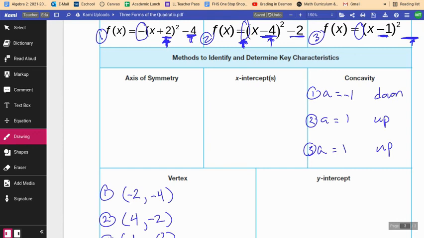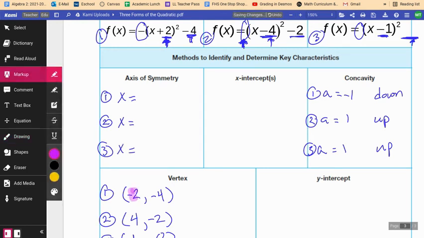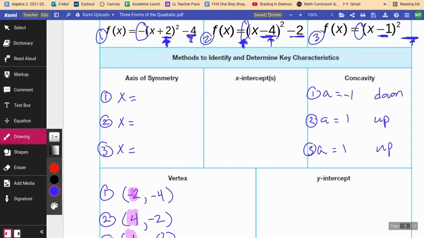And then the last key characteristic out of vertex form is, obviously, if I know the vertex, then we talked about this last class, I should know my axis of symmetry, because it's going to be the exact same as those x values. So we have to have x equals again. So for number 1, x equals negative 2. Number 2 is x equals 4. And number 3 is x equals 1. And so those are the key characteristics from each type of equation. And all 3 of these equations, again, represent a quadratic function.